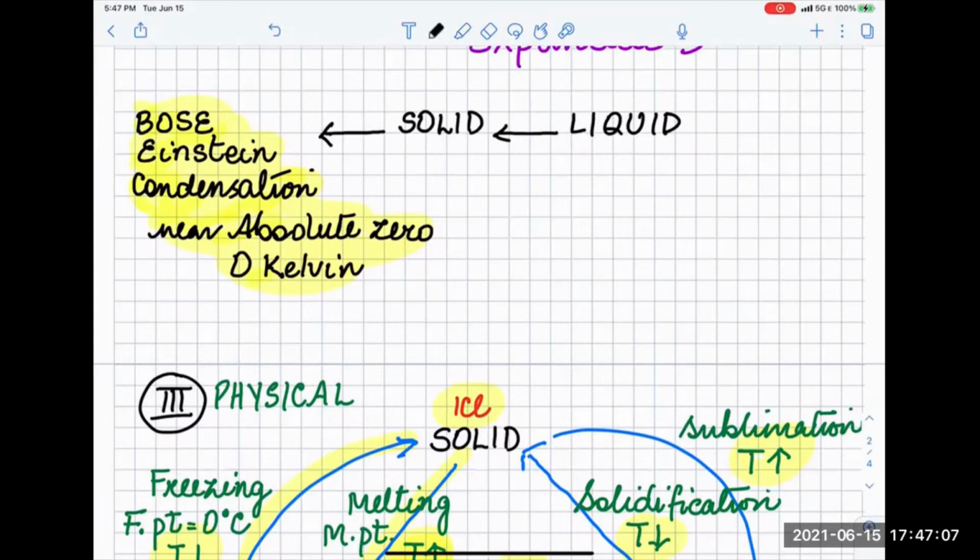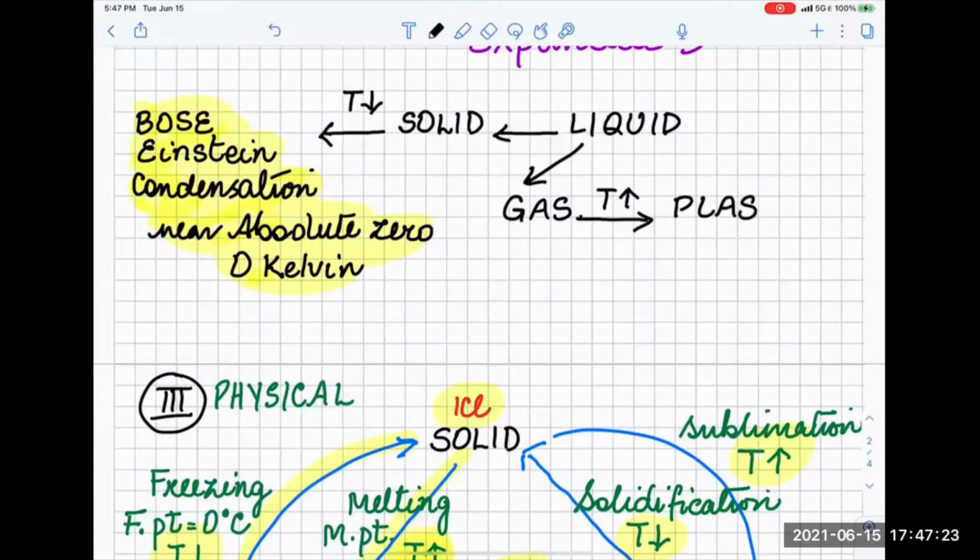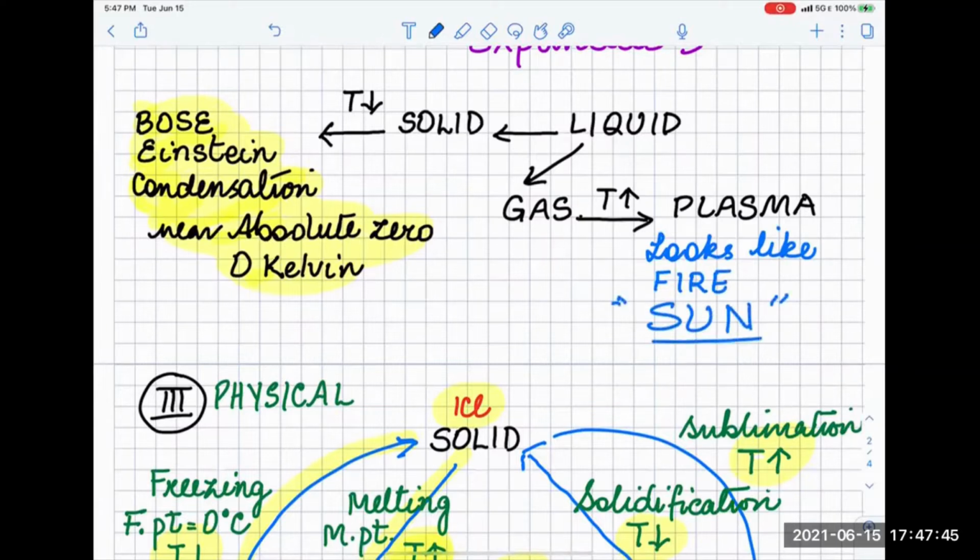Now that's one piece. Next, a liquid can be converted to gas, which is fine. But if you heat the gas further, then it becomes plasma. Now, what is plasma? You guys know plasma? Plasma is like fire. It looks like fire. But plasma is like the sun. The sun is all plasma. So that is a state of matter.